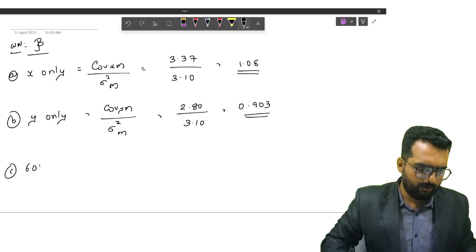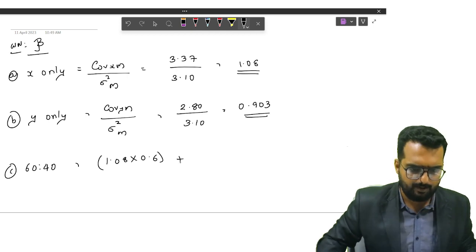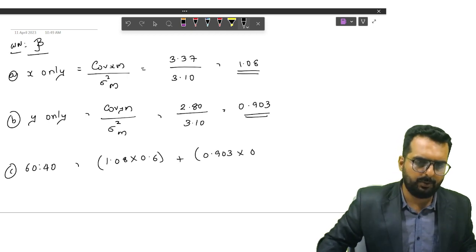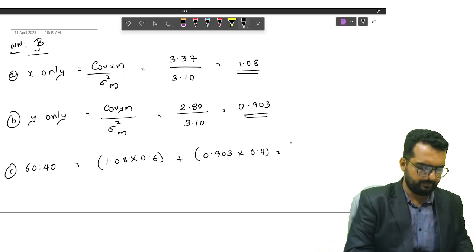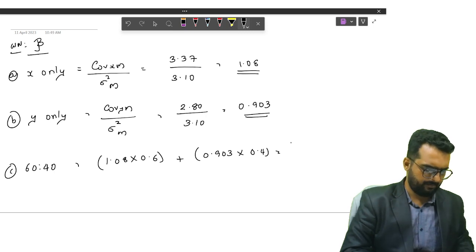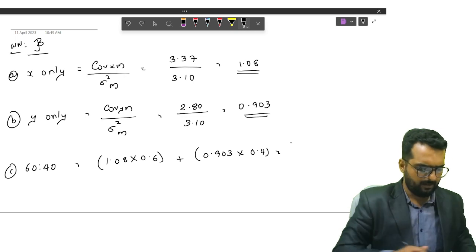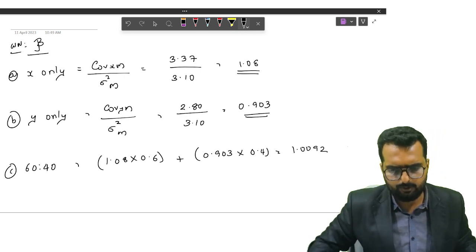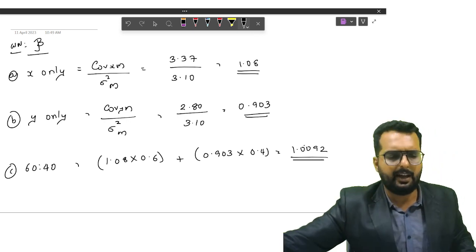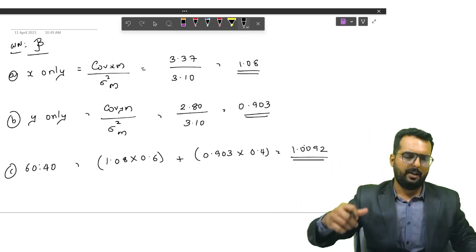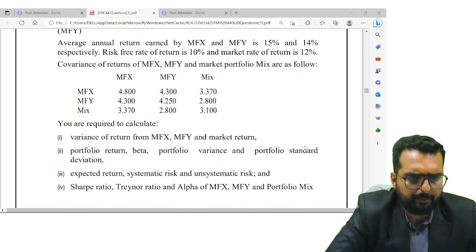Alright. Last one is going to be 60:40 ratio. That will be 1.08 into 0.6 plus 0.903 into 0.4. Can you tell me what is the answer you get over there? Do you get the answer as 1.0092? Correct? So we have got the answer for the second part also. Everybody clear with this one? Okay. So once you are done with this, let me go to the third requirement.